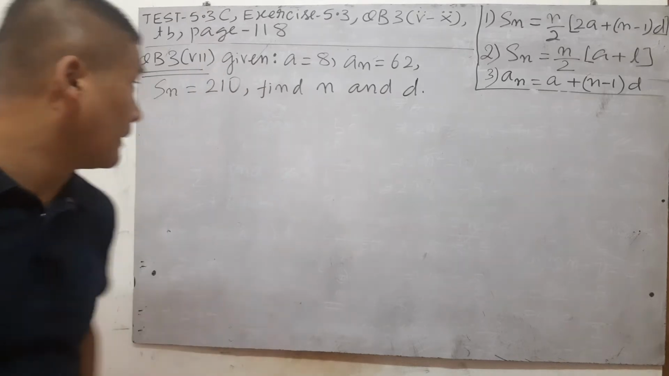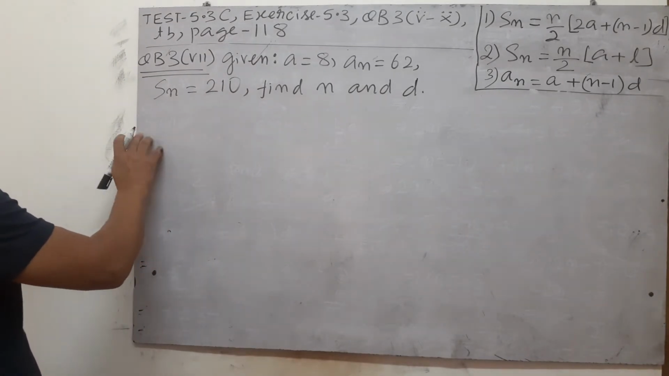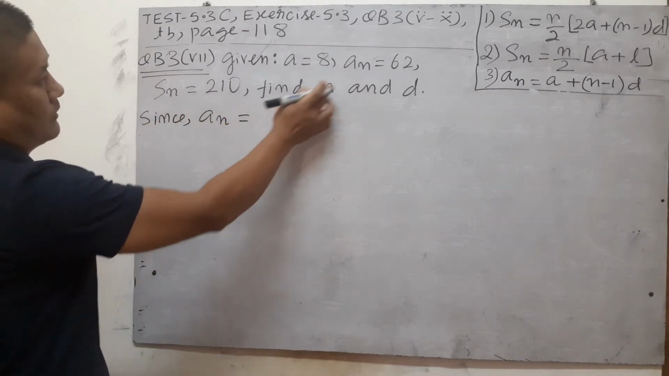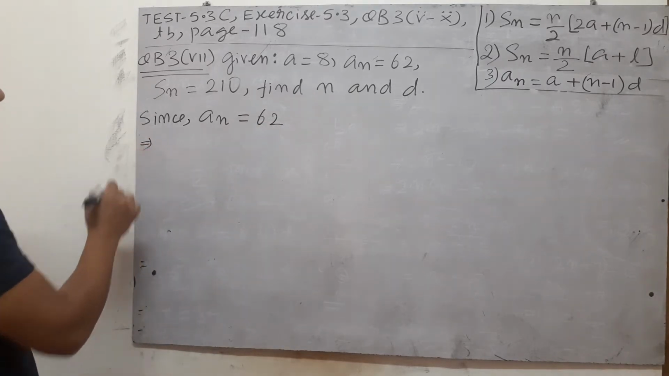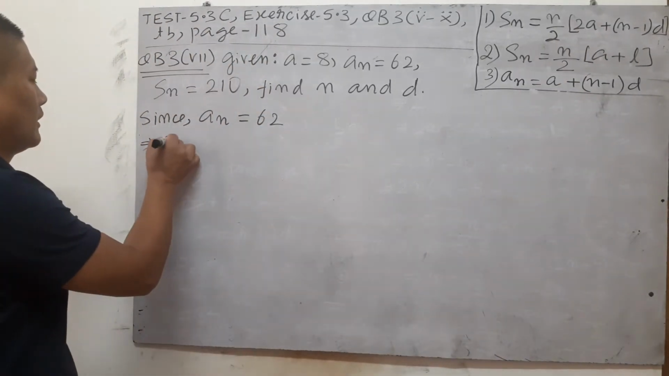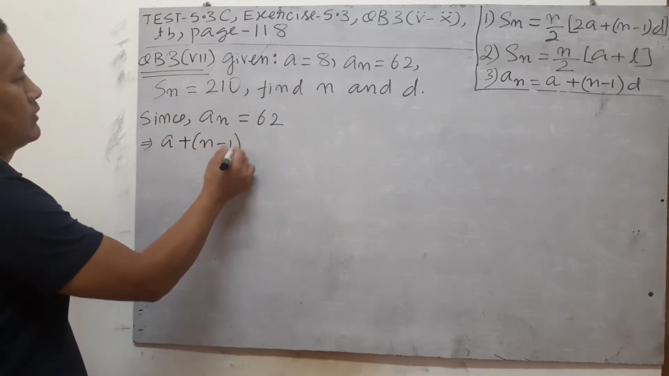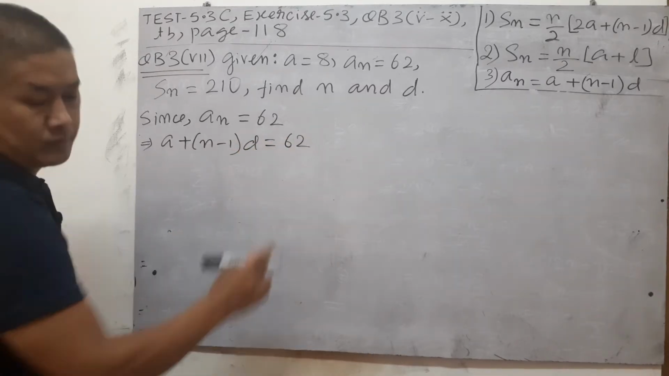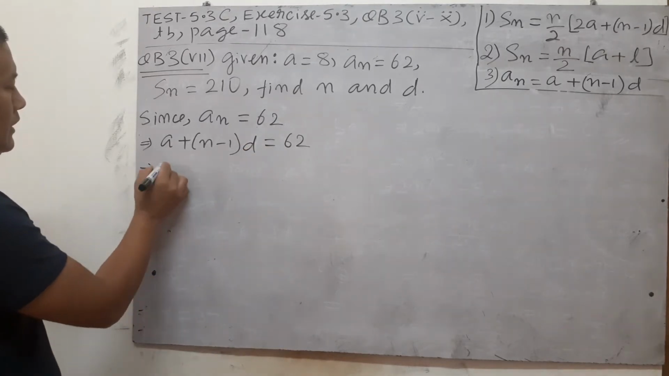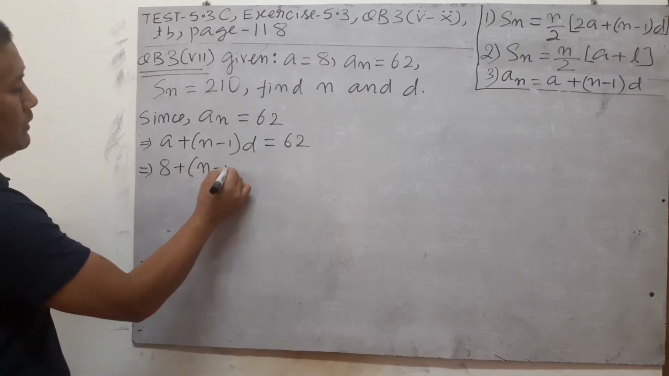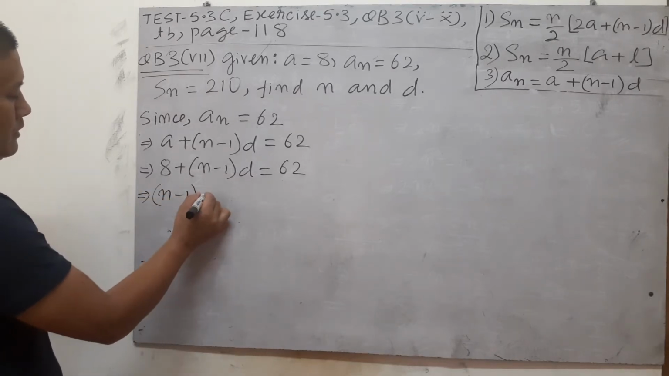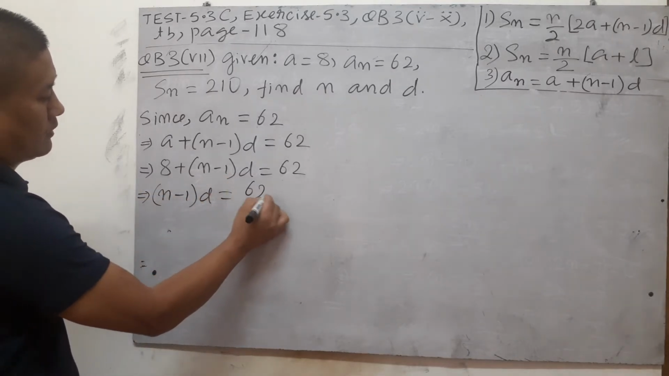I'll do it slowly. So here, since given to us is the nth term value is 62, we can replace this an by the formula a plus n minus 1 into d. So a plus n minus 1 into d is equal to 62. So we can proceed from there. That gives you here a is 8, so plus n minus 1 into d is equal to 62. Then n minus 1 into d, this part equal to 62, same.